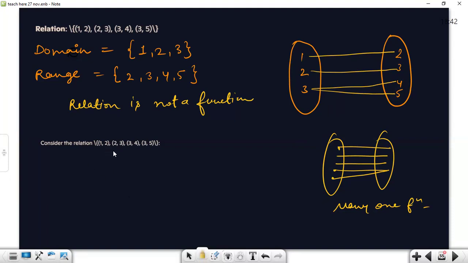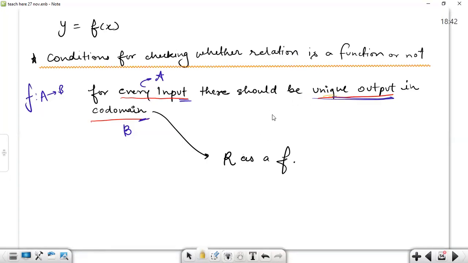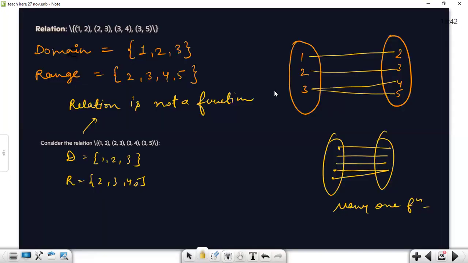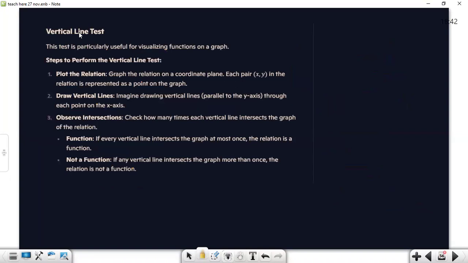Let's discuss this. The domain and range here are the same, 2, 3, 4, 5. So no use of discussion. This is also not. This is the same. Okay, so how to check whether the given relation is a function or not? This is the concept behind that. Now let's talk about the method.